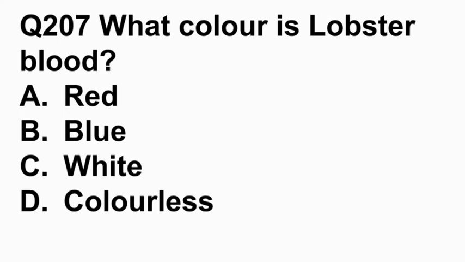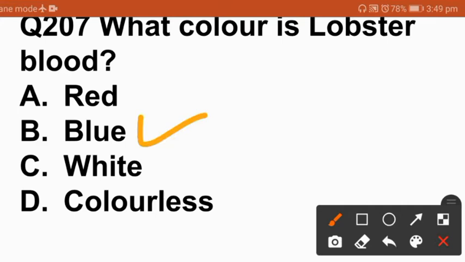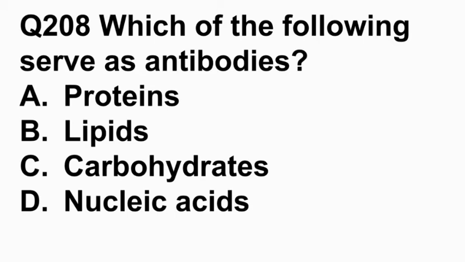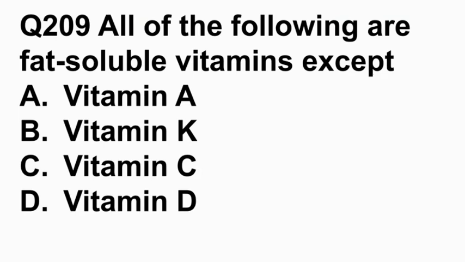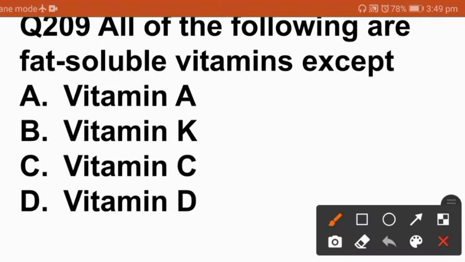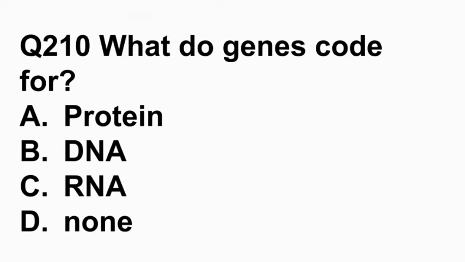What color is lobster blood? B. Blue. Which of the following serve as antibodies? A. Proteins. All of the following are fat-soluble vitamins except C. Vitamin C. What do genes code for? A. Protein.